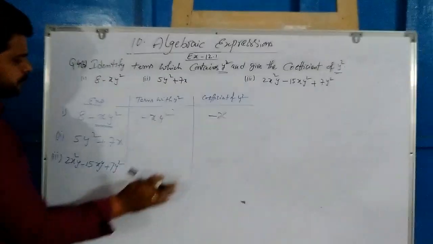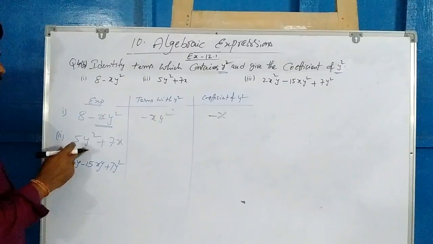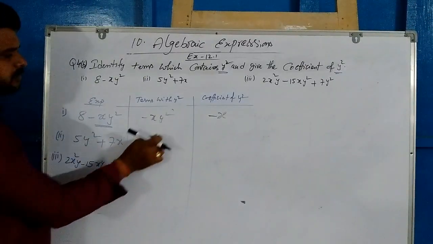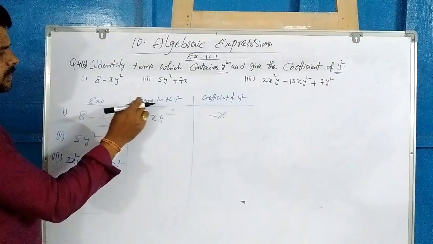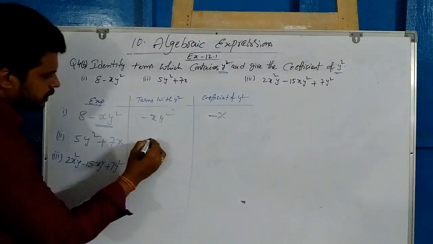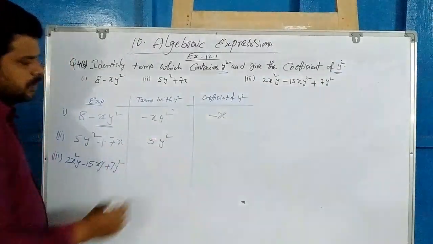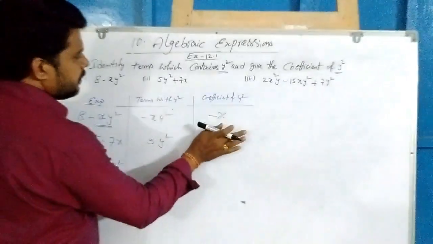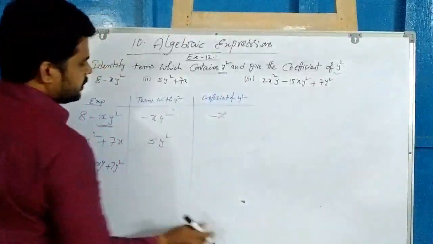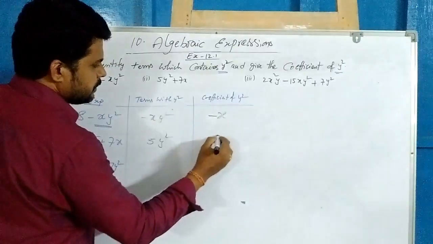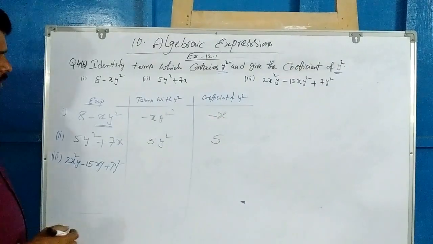So minus x is the coefficient of y square. And also the second one, 5y square plus 7x. What is the term with y square? 5y square. So y square is multiplied with 5, so 5 is the coefficient of y square.